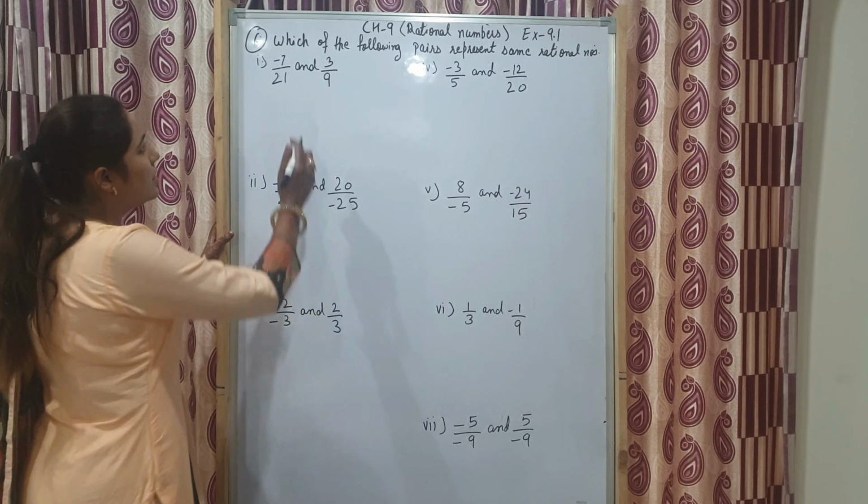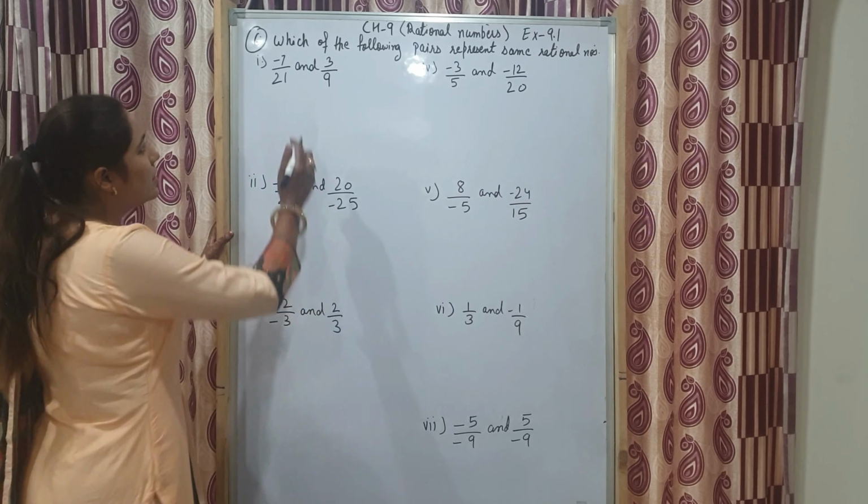Fifth part, 8 upon minus 5. Now the minus sign is in the denominator. You will shift it to the numerator. So we will get minus 8 upon 5. It is already in the lowest form, we will not change it. Now next is minus 24 upon 15. Now we will cancel it on the table of 3. So both are the same. Minus 8 upon 5 is equal to minus 8 upon 5. So our answer, yes, both are the same rational number. Both represent the same rational number.